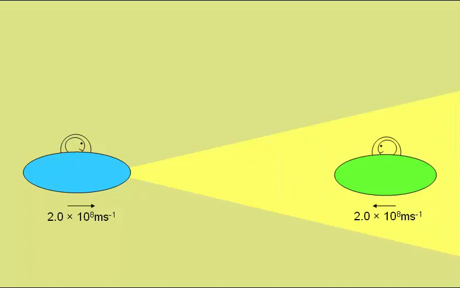However, consider this situation. Now we have two people in spaceships travelling towards each other, both with a speed of 2 times 10 to the 8 meters per second. The spaceship on the left shines light towards the spaceship on the right. Now what Einstein said was that the person on the left would see the light going away from them at 3 times 10 to the 8 meters per second, and also the person on the right would see the light approaching them at 3 times 10 to the 8 meters per second. The velocity of approach of the two spaceships has no effect on their measurement of the speed of light.